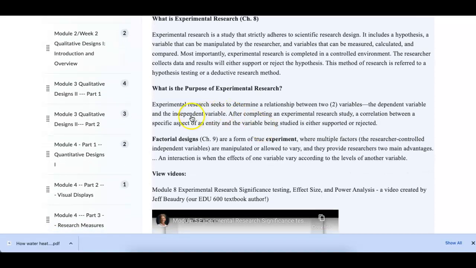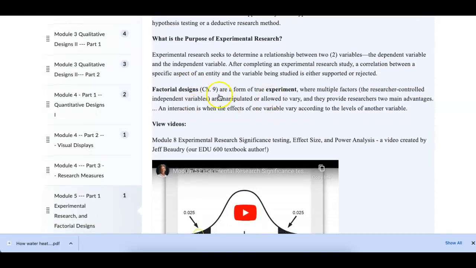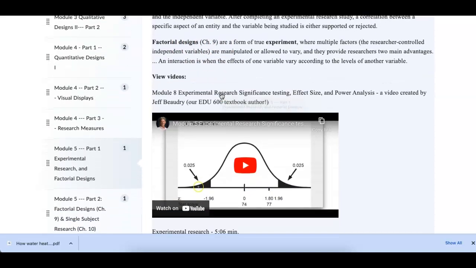A lot of information on that. It seeks to determine the relationship between the two variables, the dependent and independent variable. And then in chapter 9, I'd say don't spend a lot of time on this, but the factorial designs is in chapter 9.